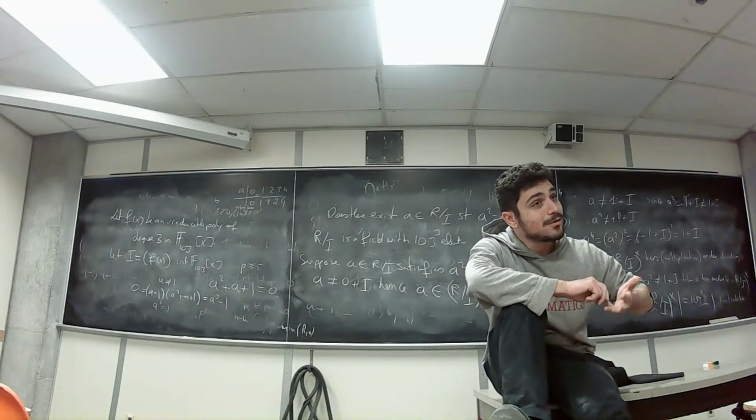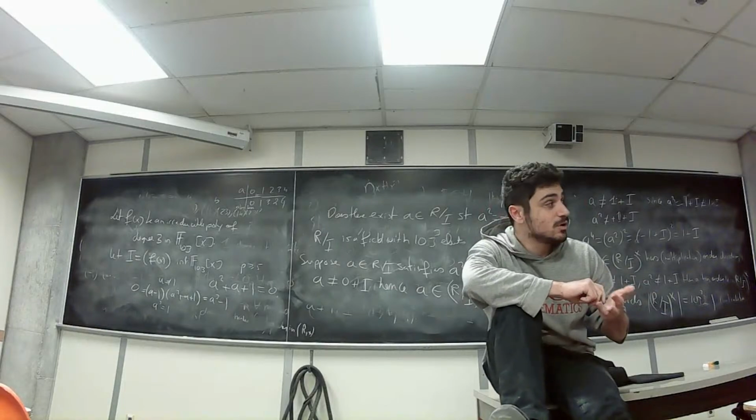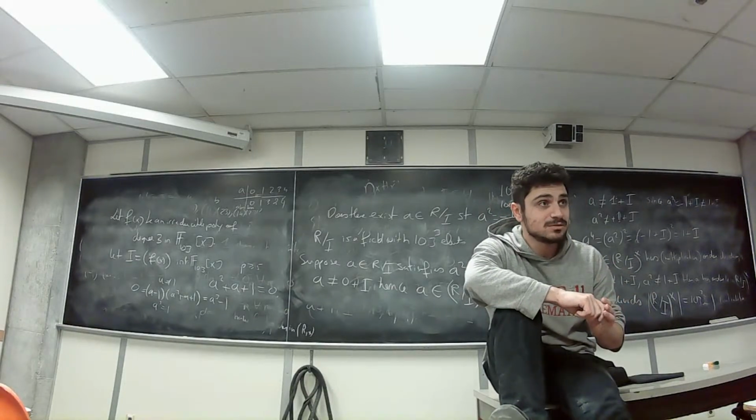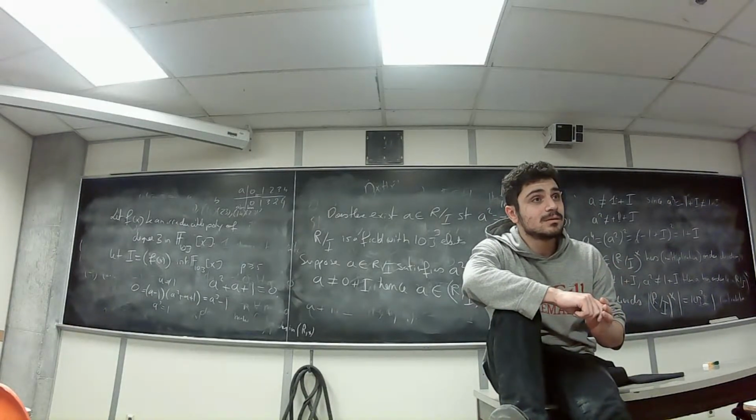And then if R is a finite commutative ring, then any non-zero element is either a unit or a zero divisor. Can we do that? You've done that a few different ways.